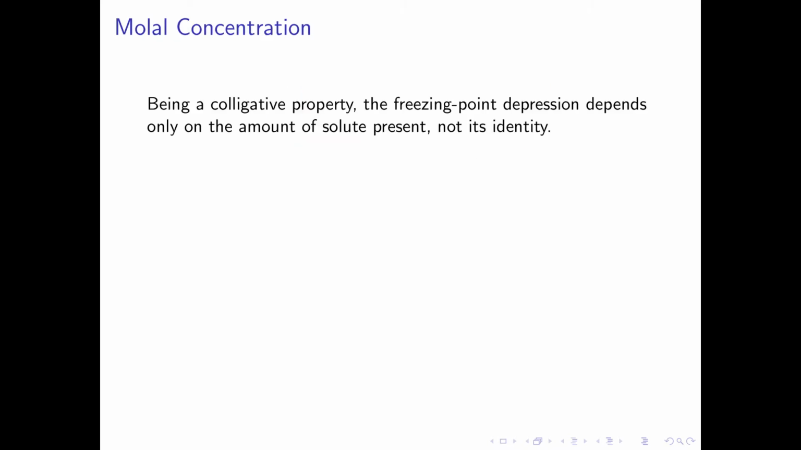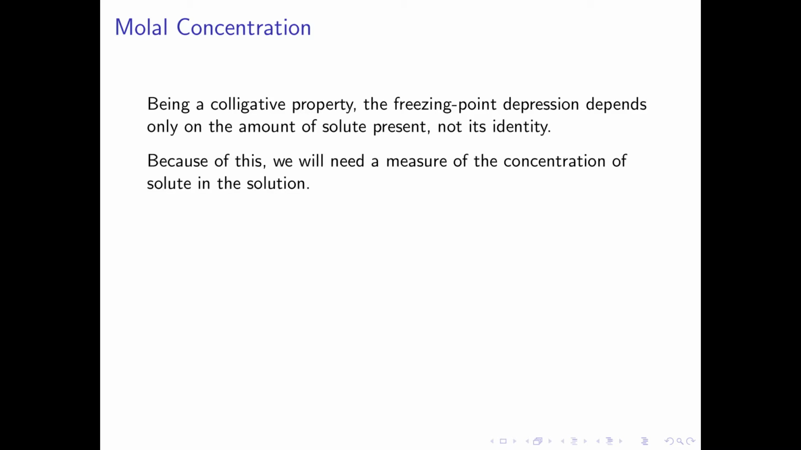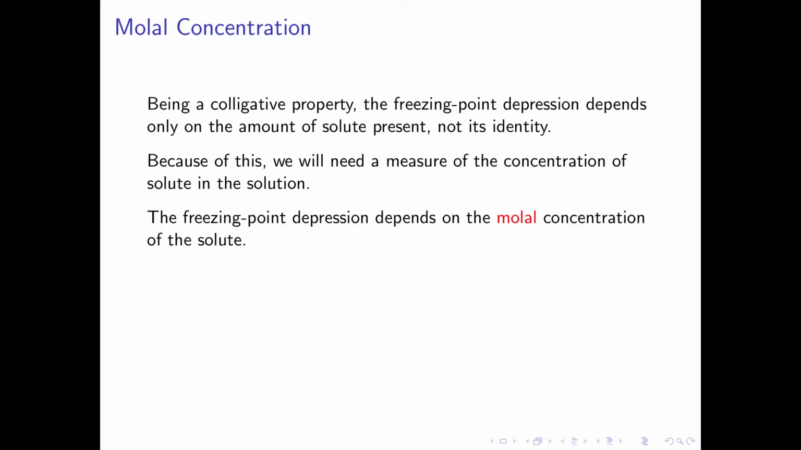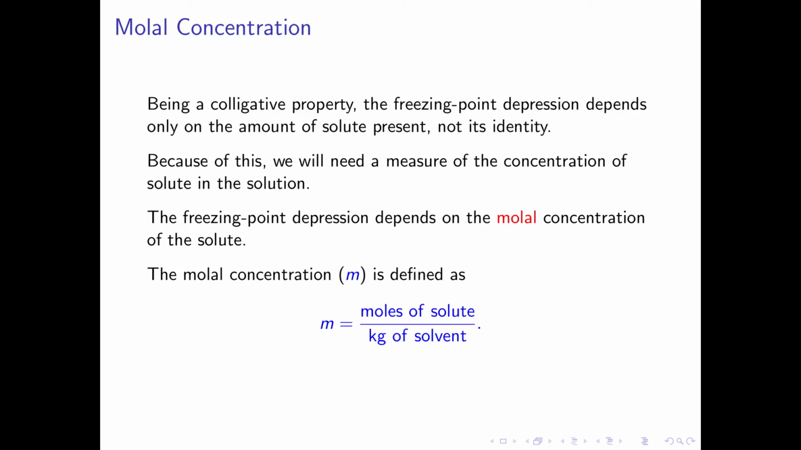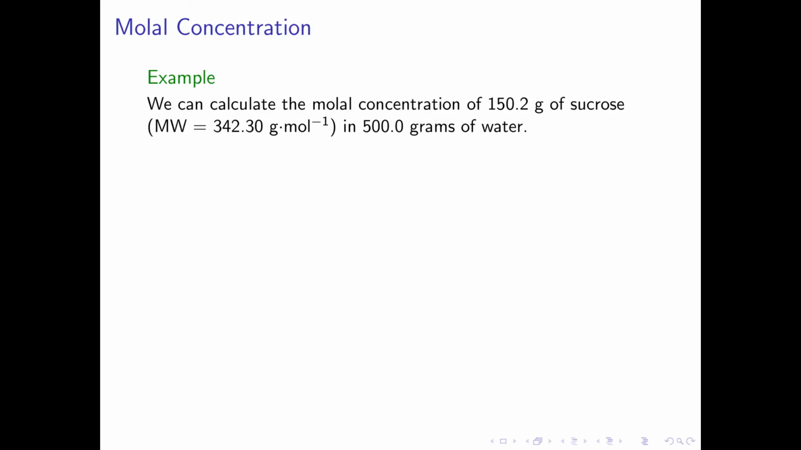Being a colligative property, the freezing point depression depends only on the amount of solute present, not its identity. Because of this, we will need a measure of the concentration of the solute in the solution. The freezing point depression depends on the molal concentration of the solute. The molal concentration, denoted lowercase m, is defined as the number of moles of solute divided by the number of kilograms of solvent. Let's consider an example of molal concentration calculations.